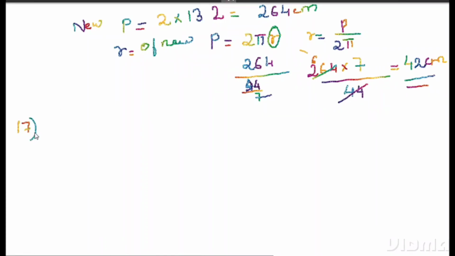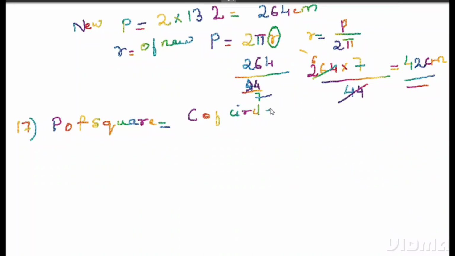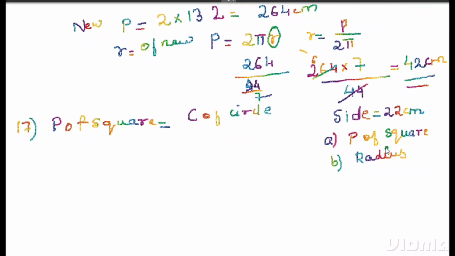17th question says that the perimeter of a square is equal to the circumference of a circle. And the length of each side of the square is given to you as 22 centimeter. They are telling me to find the perimeter of the square. So first I have to find the perimeter of the square. Then they are telling me to find the radius of the circle. Then they are telling me to find the circumference. So these are the three things.